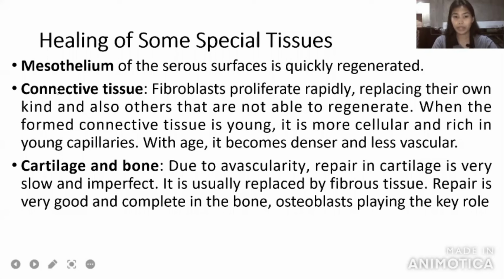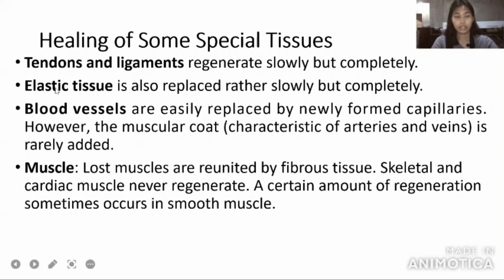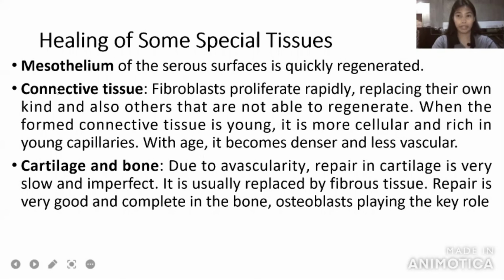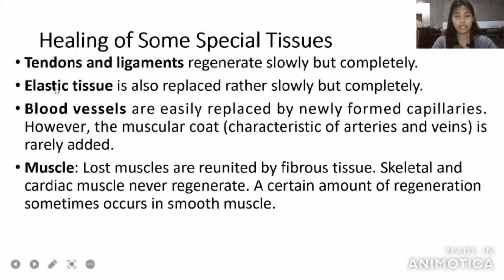Repair is very good and complete in the bone, with osteoblasts playing the key role here. Next are the tendons and ligaments. This regenerates slowly but completely, unlike in the cartilage and bone, where it is imperfect. And elastic tissue is also replaced rather slowly, but completely. In blood vessels, these are easily replaced by newly formed capillaries. However, the muscular coat is rarely added.